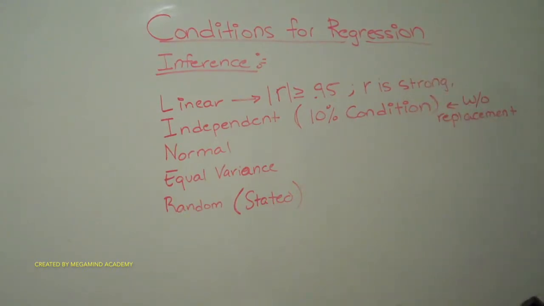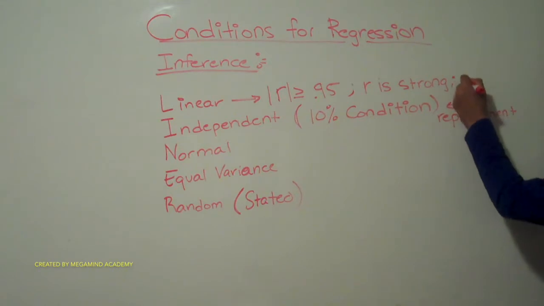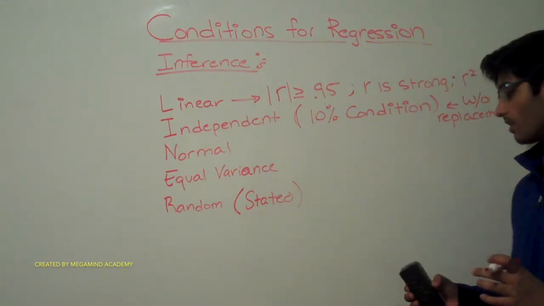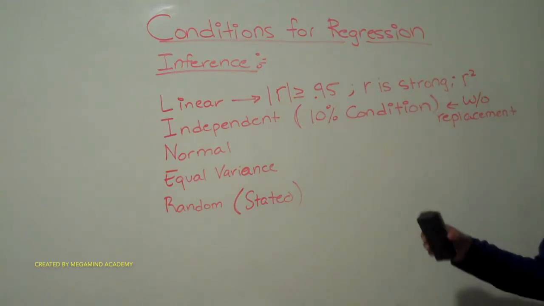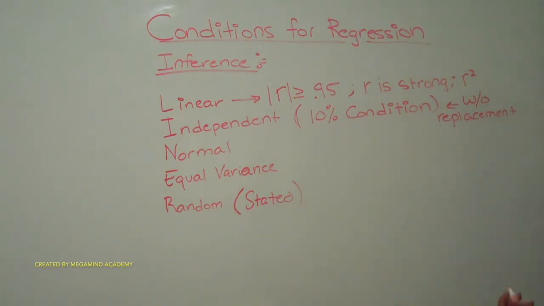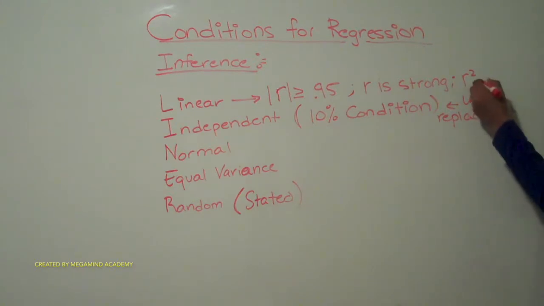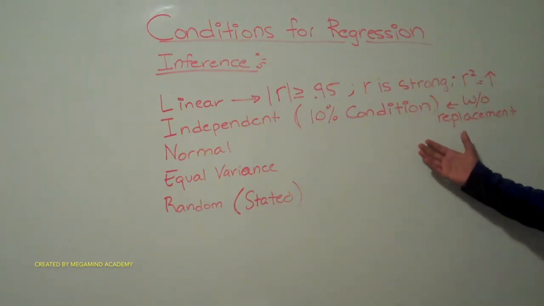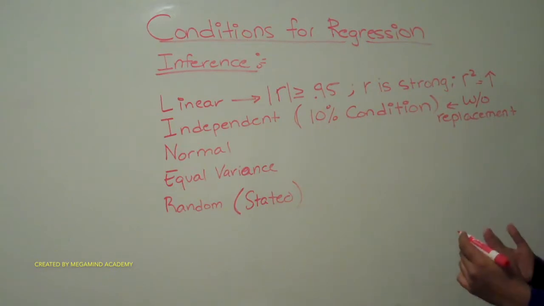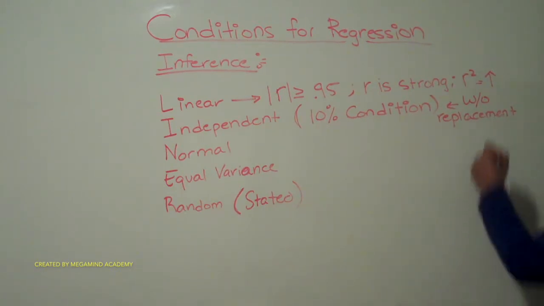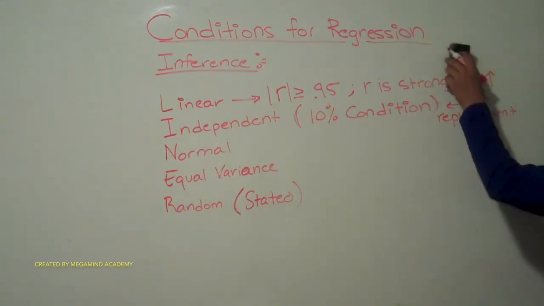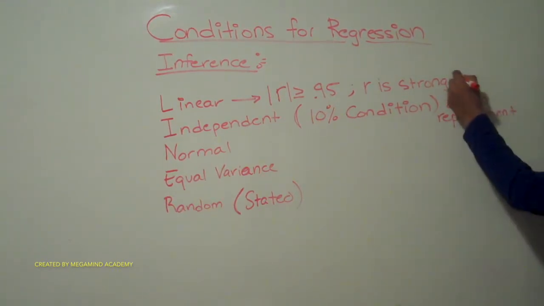Another way of looking at this is looking at the R squared. The R squared basically shows us what percentage of the data can be represented using the best line of fit, or the least squared regression line. So basically we want R squared to be high, or really strong, because that shows that R would be even higher. It is squared, so the sign doesn't matter. So R squared would have to be high.